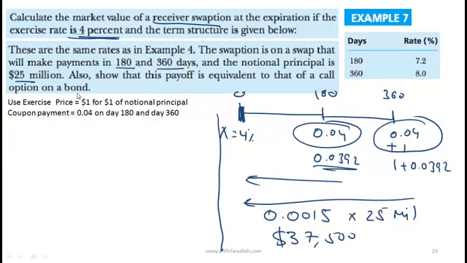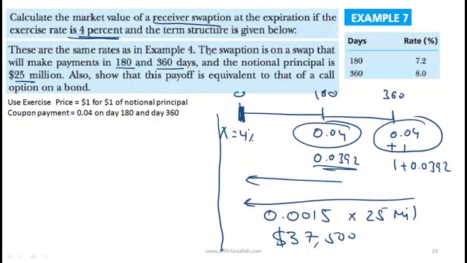Okay, now we are being told that we need to show the equivalence of this with a call option on a bond. Actually again they've not specified this, but whenever you have a call option, you need to be given the exercise price. Have they given an exercise price? In the problem, where's the exercise price? The 4% is the exercise price on the swaption, and that 4% represents the rate on the underlying swap, the fixed rate on the swap.